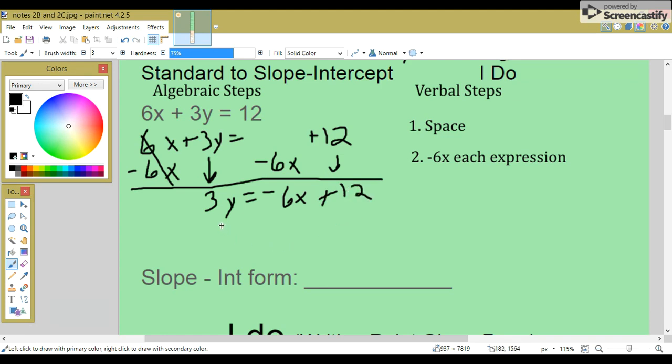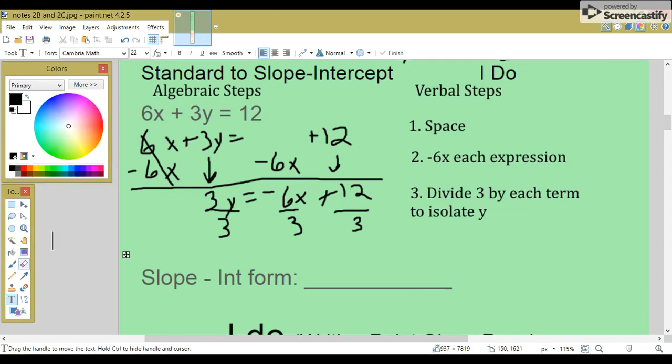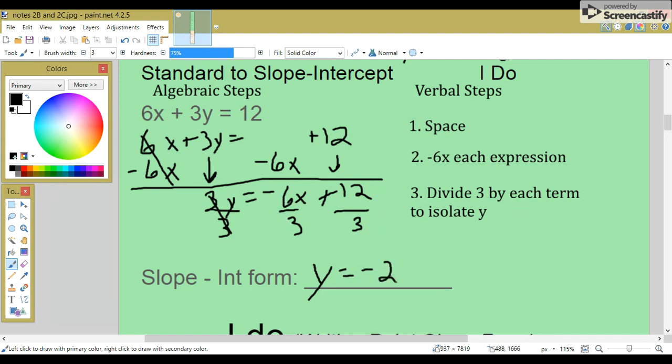Step 3, you want to divide by 3 each term to get the y by itself. 3y divided by 3 is 1y. Negative 6x divided by 3 is negative 2x. And 12 divided by 3 is 4. So your slope-intercept form is y equals negative 2x plus 4.